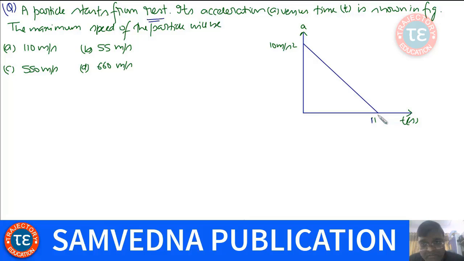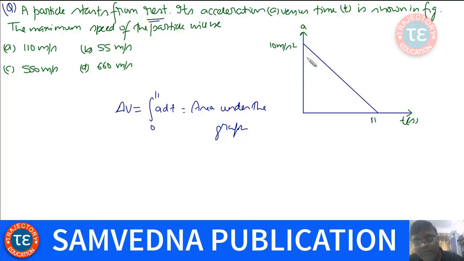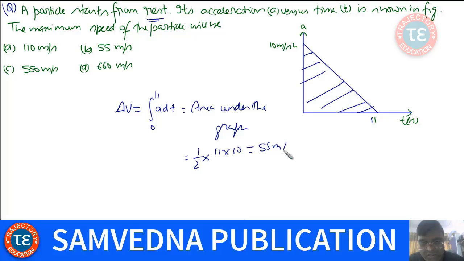Initially you see the velocity was 0. So we have to find velocity at the 11th second, right? So change in velocity would be given by this graph from 0 to 11, and this is what? This is the area under the graph. So this area will be equal to 1 by 2 into 11 into 10. This is 55 meter per second. So this will be your answer.